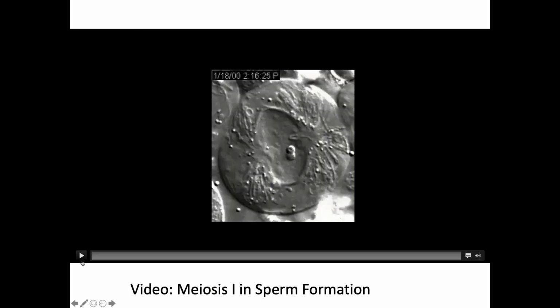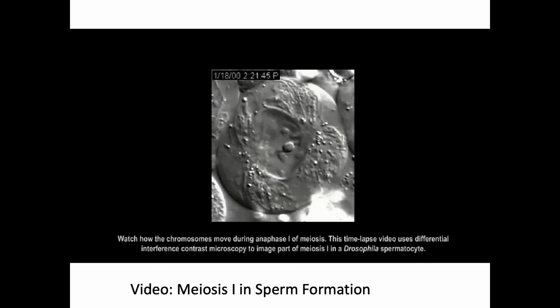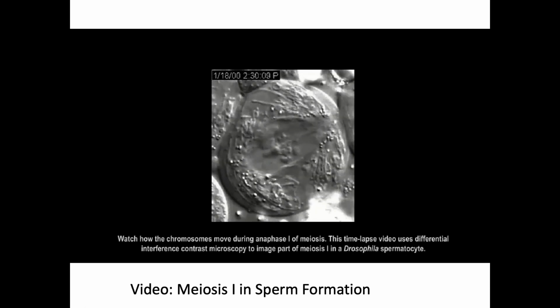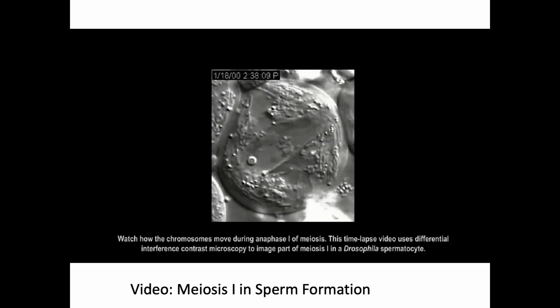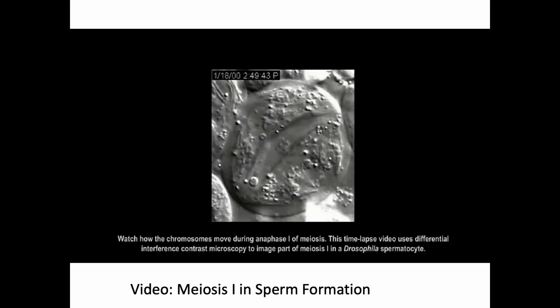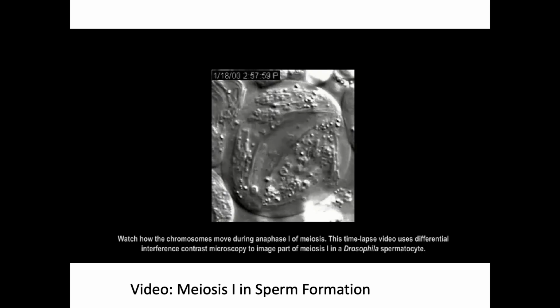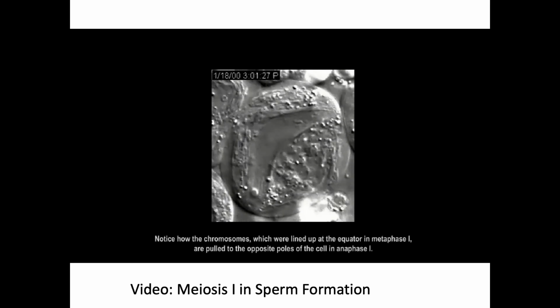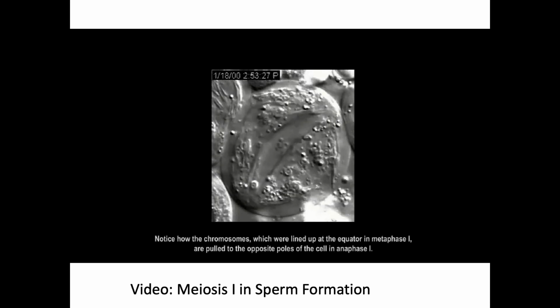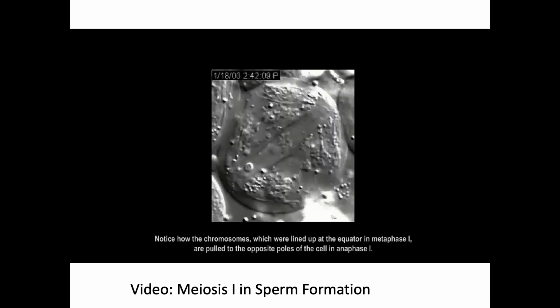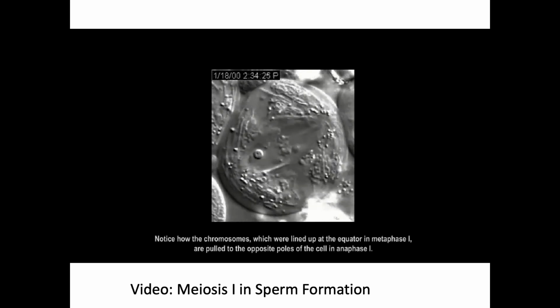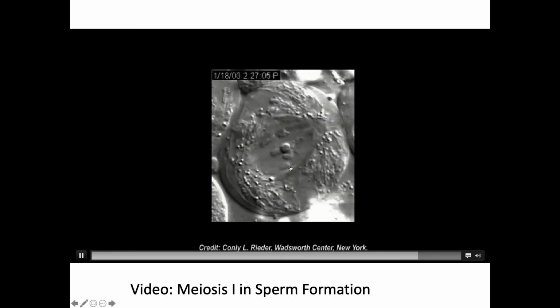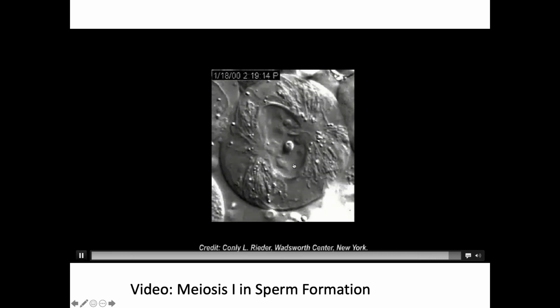And let's end by watching meiosis in a living cell. Watch how the chromosomes move during anaphase 1 of meiosis. This time-lapse video uses differential interference contrast microscopy to image part of meiosis 1 in a Drosophila spermatocyte. Notice how the chromosomes, which were lined up at the equator in metaphase 1, are pulled to the opposite poles in the cell of anaphase 1. Credit: Conley L. Ryder, Wadsworth Center, New York.